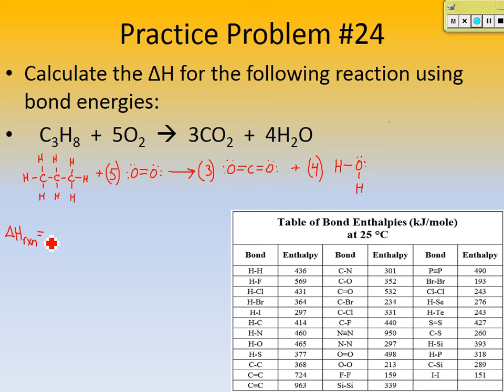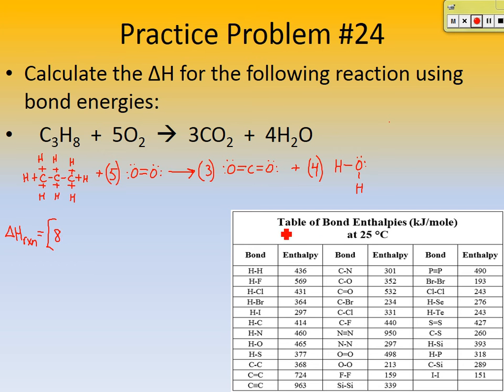Bonds broken, good. So I'm going to put in brackets. Now, these are my bonds that are broken here. All of these bonds are going to be broken, including the oxygens. So let's go through and count them. Let's do my hydrogen-carbon single bonds first, because there's a bunch of them. So I've got 1, 2, 3, 4, 5, 6, 7, 8. So I've got 8 of those guys.